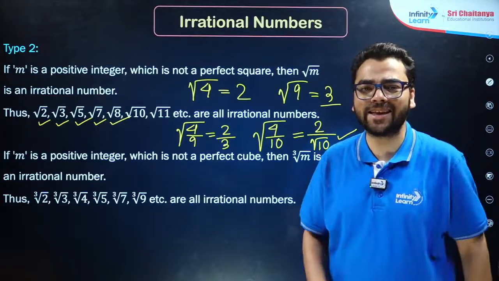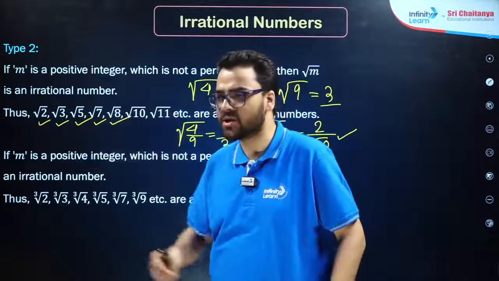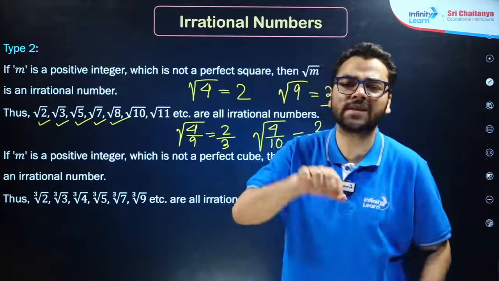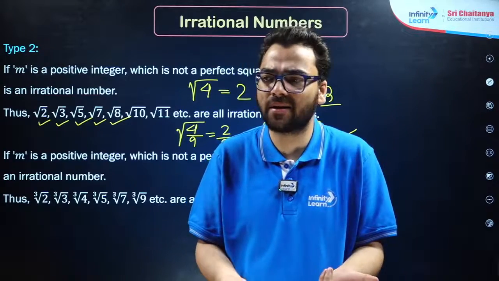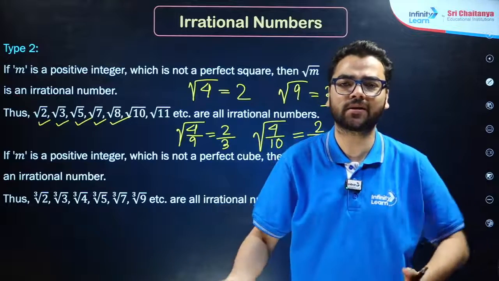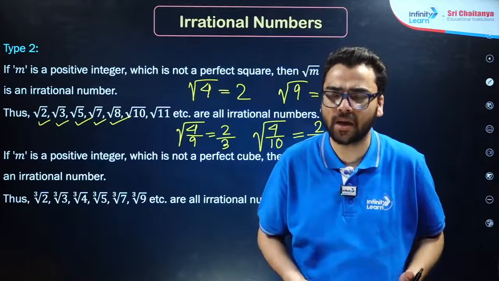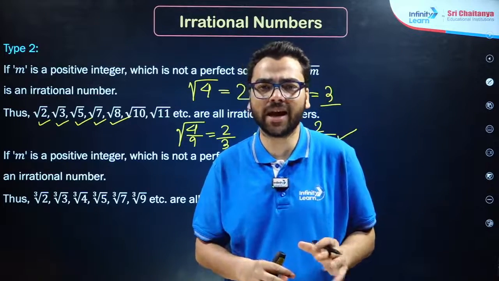Now you might be thinking how and why these are irrational numbers. Actually, one proof is there in grade 10, that is the proof by contradiction method. I'm not taking that right now, obviously, because it will take like 15-30 minutes. But this simple explanation can be like this.